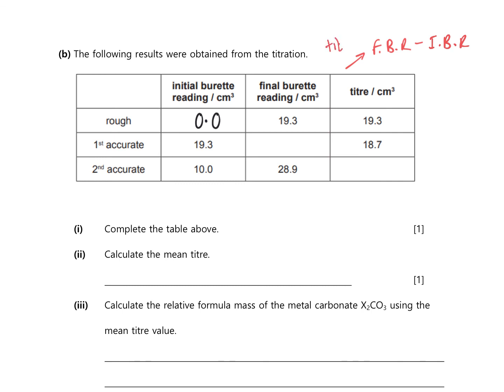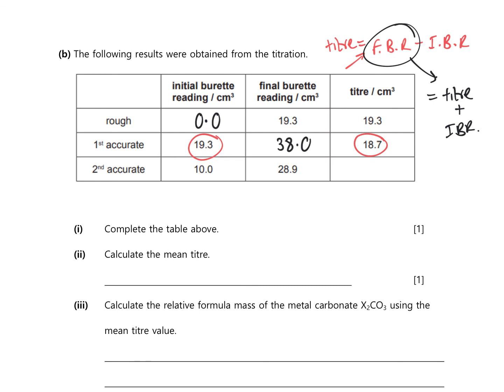So therefore, if we want to work out our final burette reading, we need to do the titer plus the initial burette reading. Essentially with this one, we're adding these two values, 19.3 and 18.7, and that gives us 38 if you did that in your calculator. But remember, our burette reading will be to 1 decimal place, so it's 38.0. So if you just wrote 38, you can't get the marks.